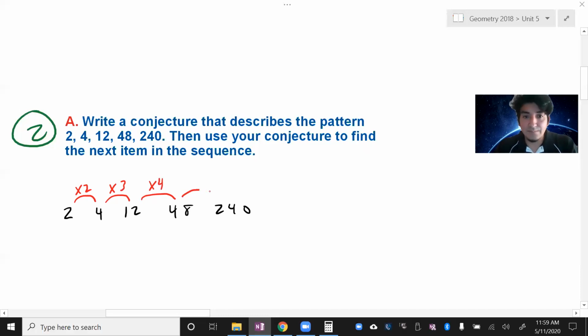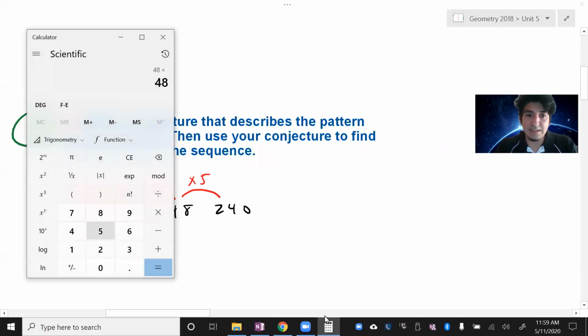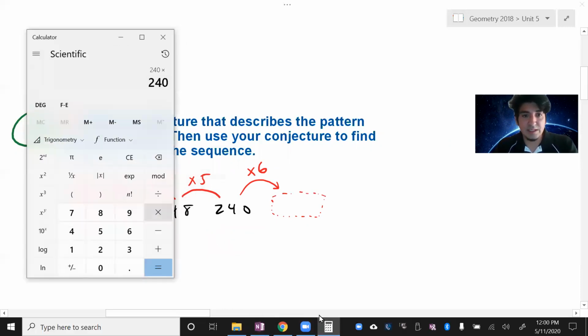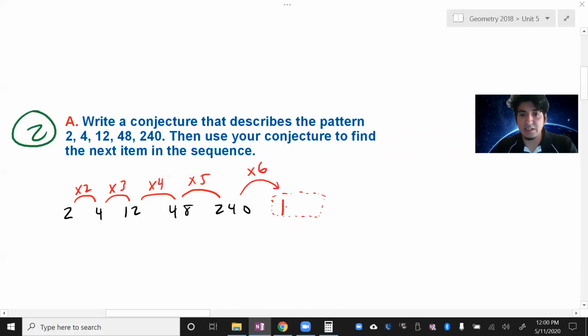It actually worked out. So go to the next one, times 5, and I'm going to check that one. 48 times 5 gives 240. Look at that. So if I'm looking for my next one, times 6. And so my new value will be whatever that is times 6, and now I got 1,440. So I found my next value. My next item in the sequence is 1,440.